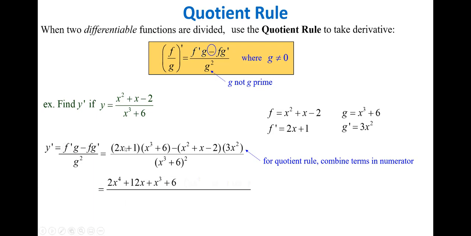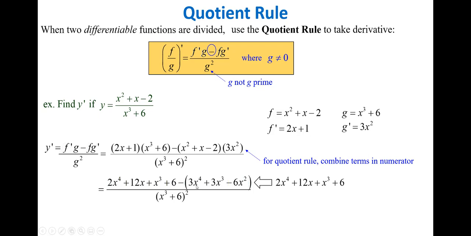So I'll start with combining these, right? I'll multiply the binomial times the binomial. The result of that will be 2x to the 4th plus 12x plus x cubed plus 6, and then minus, I'll distribute the 3x squared into the trinomial. That'll be 3x to the 4th plus 3x cubed minus 6x squared. And then, as I said, just leave this in its factored form. The denominator stays x cubed plus 6 squared. More simplification to be had in the numerator.